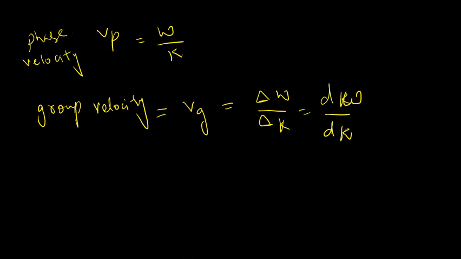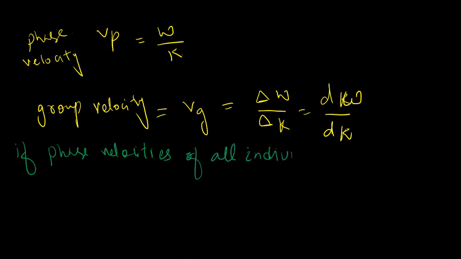For example, if the phase velocities of all individual waves are the same, then what will happen? If the wave velocity of all individual waves is the same, then the group velocity will be equal to the phase velocity, that is, it will be the same.